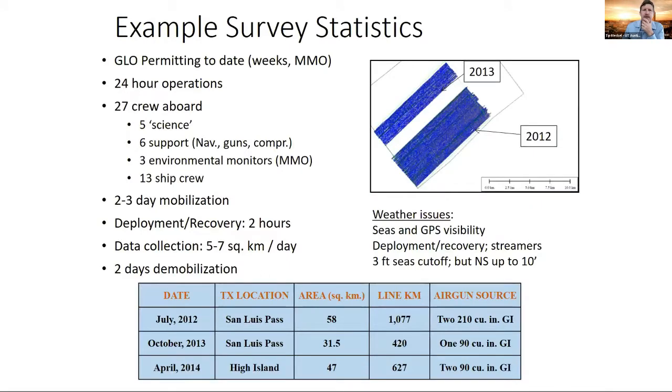The survey statistics we've done with 24-hour operations, we've tended to have rather large crews: 27 people, 5 scientists, 6 support. That includes all the navigators and the guns and compressor maintenance people, 3 MMOs for 24-hour observation, and then 13 crew. I know that we can now do this with almost half as many people from my most recent trip, so it doesn't always have to be such a large operation. 2 to 3 day mobilization, 2 to 3 hour deployment and recovery. We got about 5 to 7 square kilometers a day.